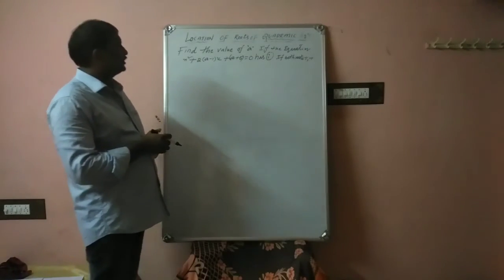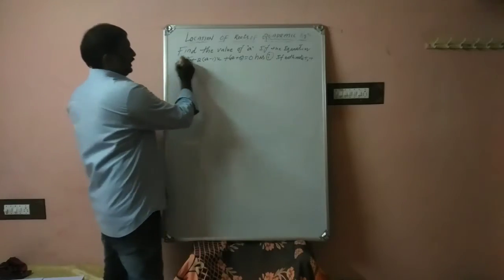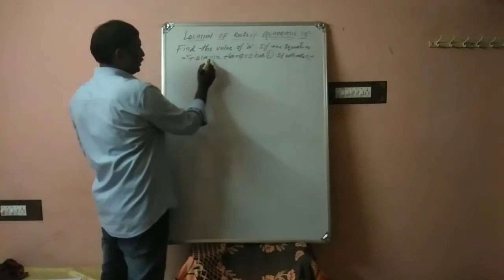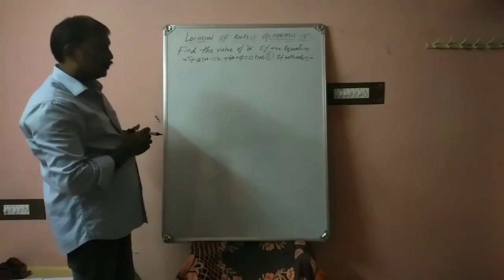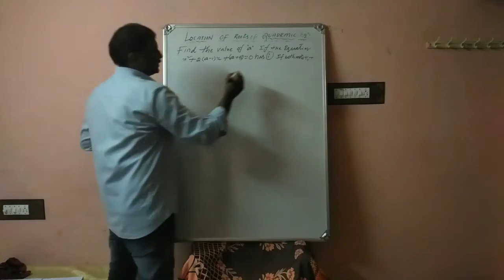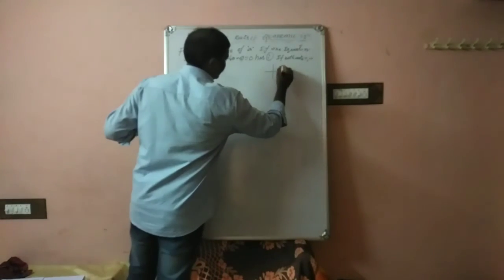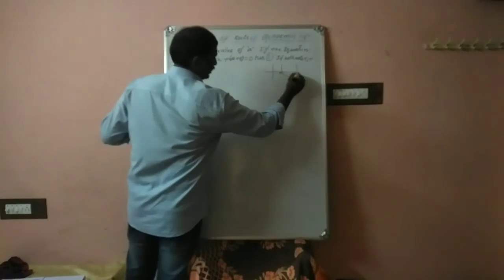Let us see some examples of location of quadratic equation. Find the value of a in the equation x square plus 2 into (a minus 1) into x plus a plus 5 is equal to 0, having both the roots positive. Both the roots are positive means, if you draw one diagram then you will understand. So both the roots are positive here, alpha and beta.